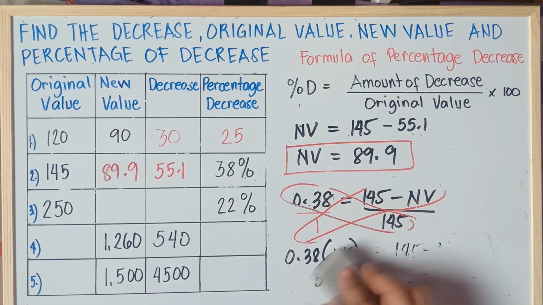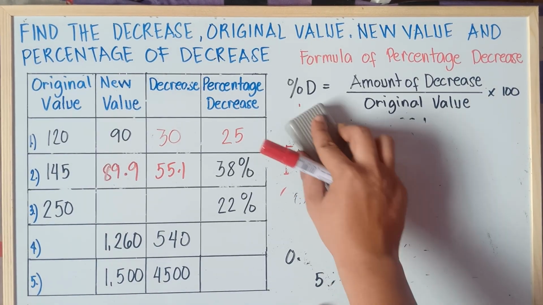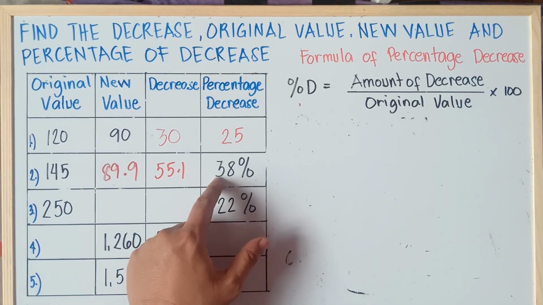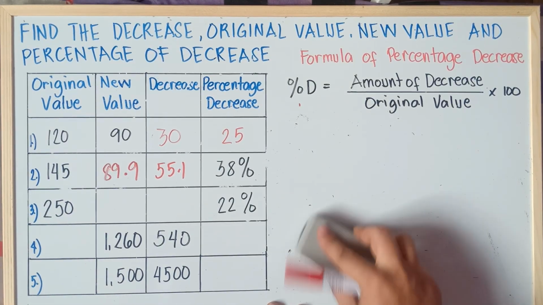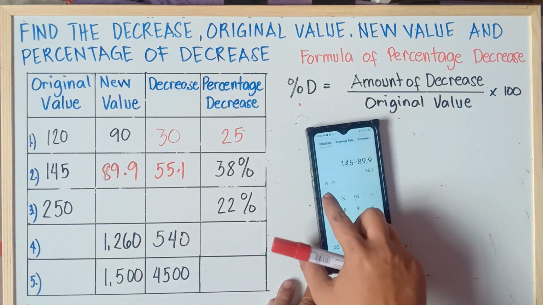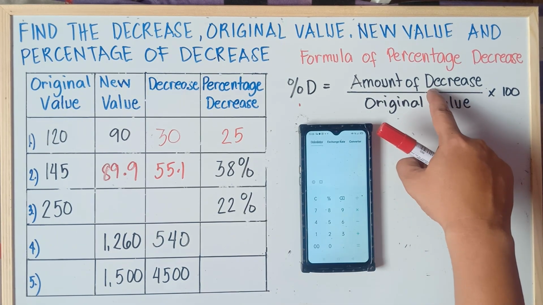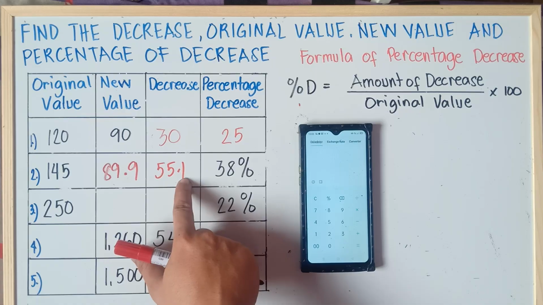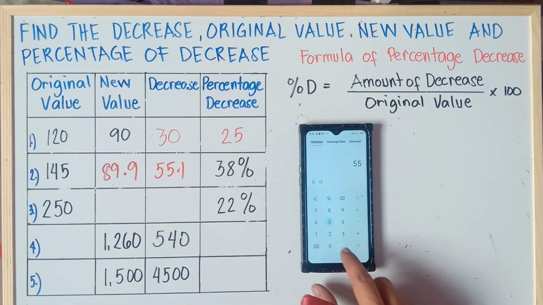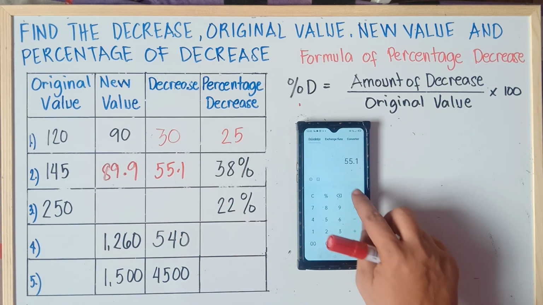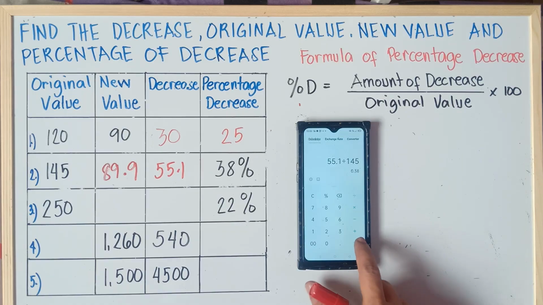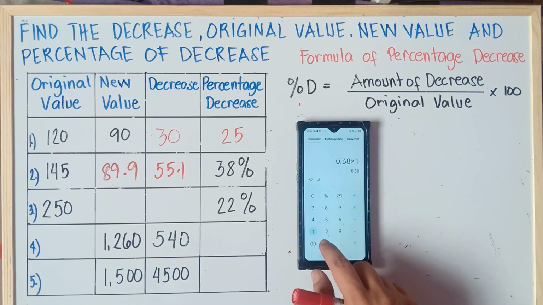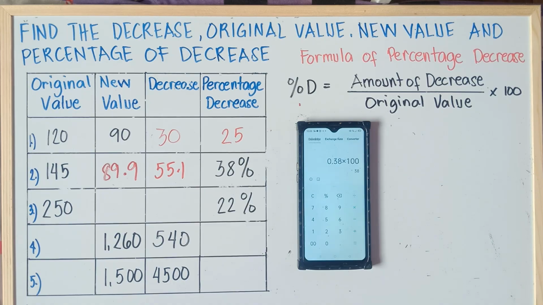Alright, and then you can double check your answer with regards to this formula if we really get 38%. Let's use our calculator. Amount of decrease, that's 55.1, divide by original value, that's 145, times 100, you get 38%. All set, class. That's the answer for number 2.